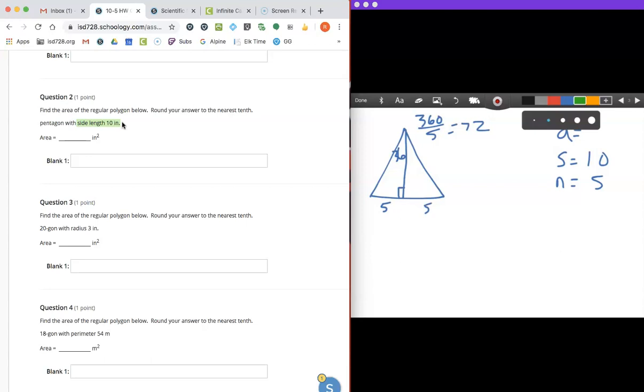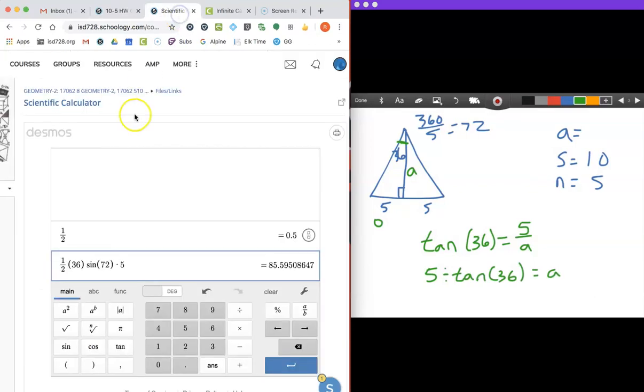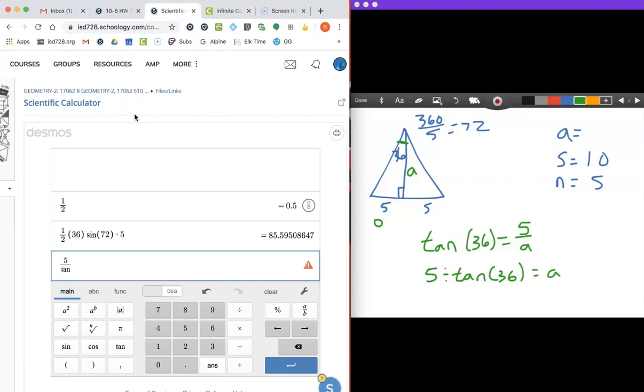So it's going to end up being tangent to figure out what a is. I have my angle of 36, 5 is the opposite side, and I'm looking for the adjacent side. So the tangent of 36 is equal to opposite over adjacent, 5 over a, what I'm looking for. So what I need to type in to find a is 5 divided by tangent of 36. Remember from chapter 8 when we talked about trig. So let me do 5 divided by tangent of 36.